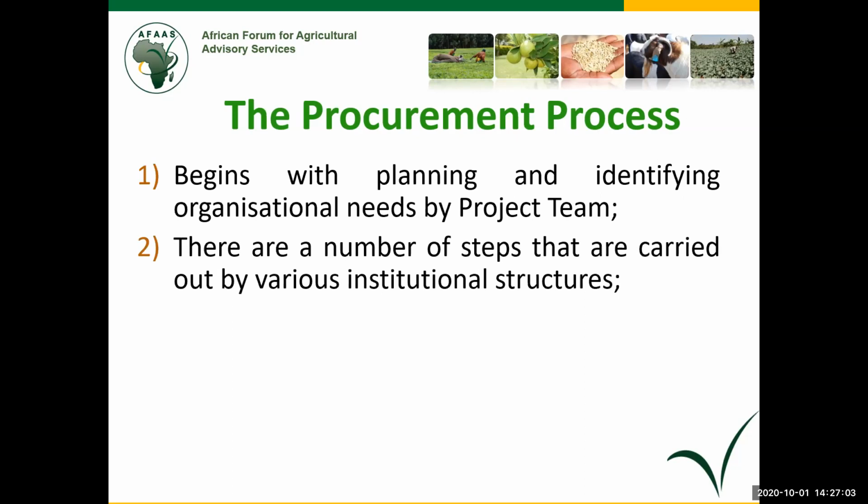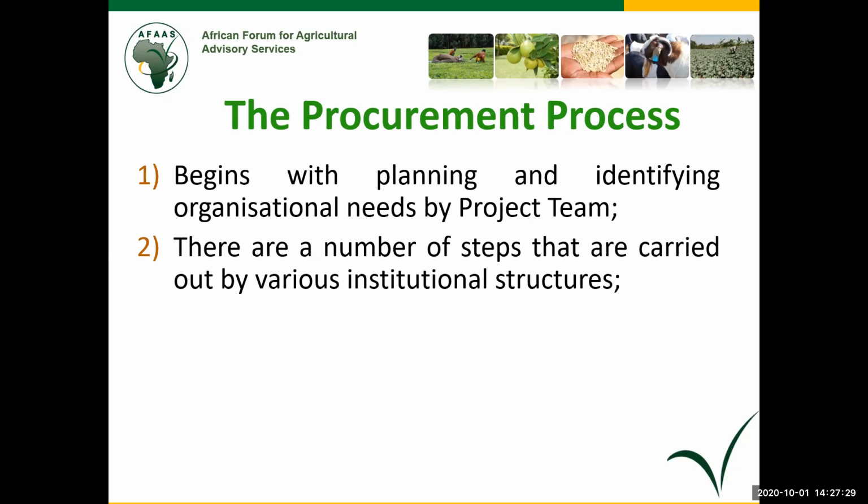But we note that there are a number of steps that are carried out by the various institutional structures. What are the institutional structures in AFAS? For example, we have the executive director, who is also the accounting officer. We have the program teams, whom we can refer to as either heads of departments or programs.